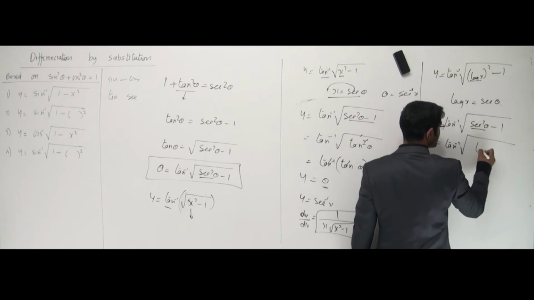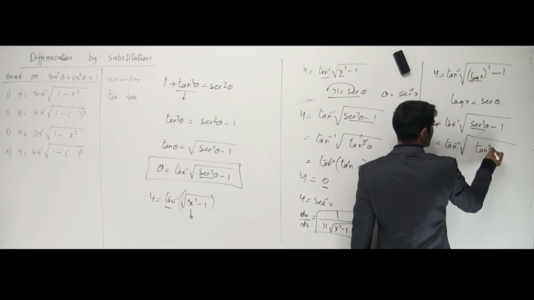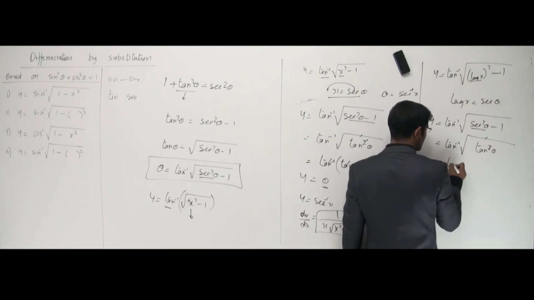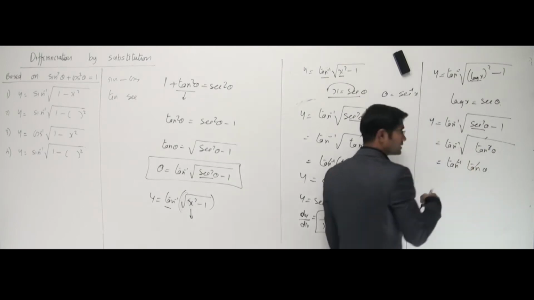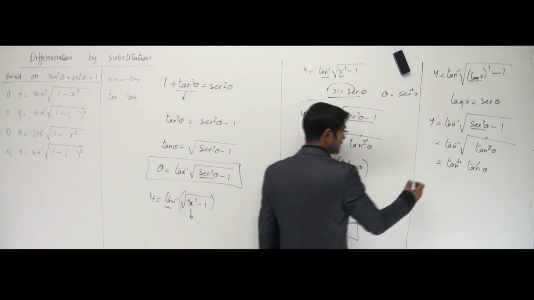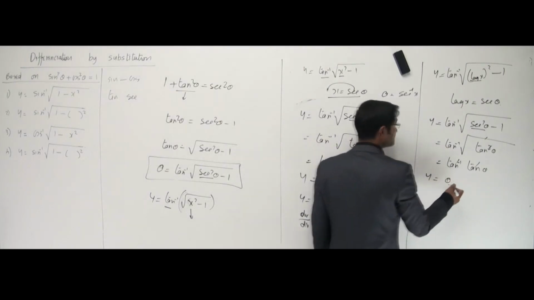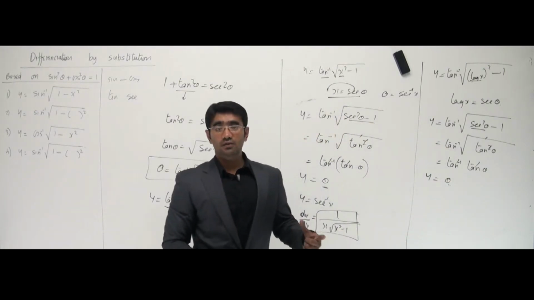Secant squared minus 1 is tan squared theta. So can I cancel the square and the root? Yes, that becomes tan inverse of tan theta. I cancel these, and what do you get? You simply get y is equal to theta. Now, who's theta? Theta you always get from your substitution.